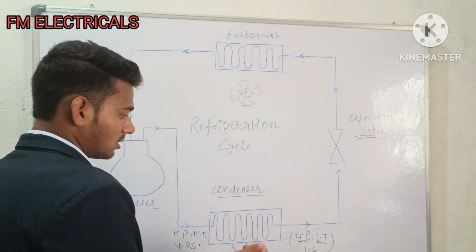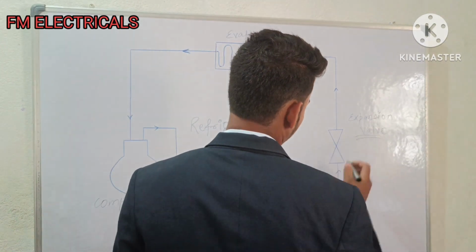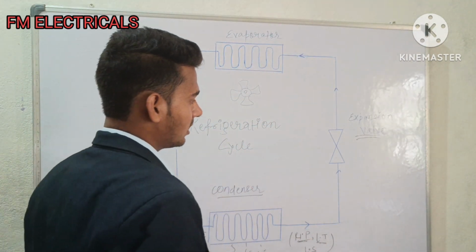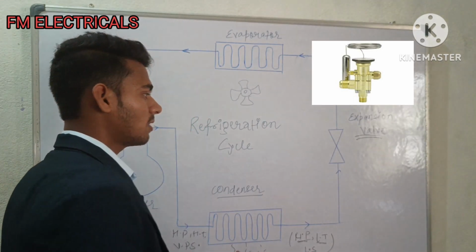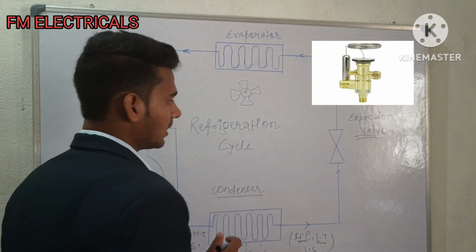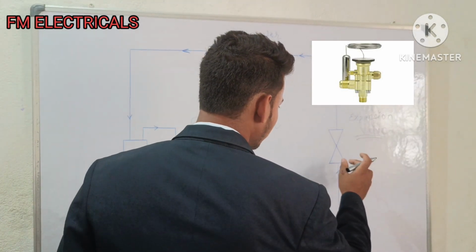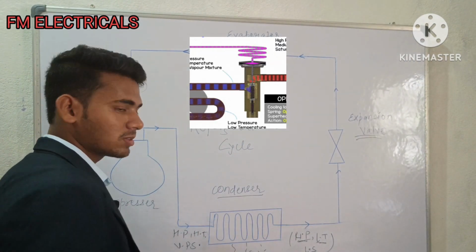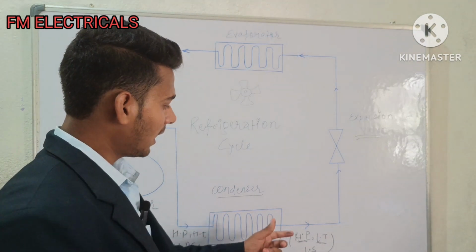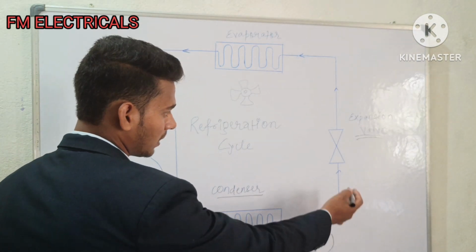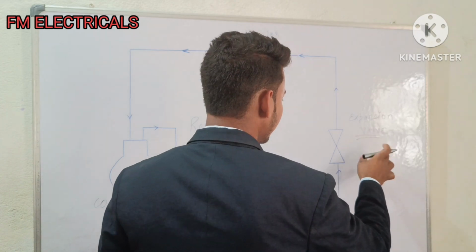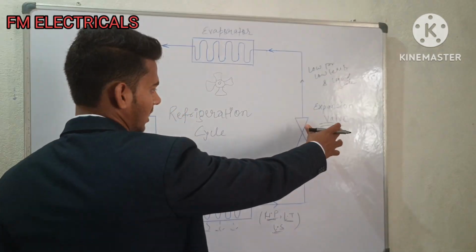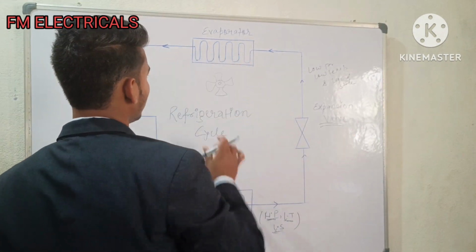After the condenser, the refrigerant goes to the expansion valve. There are many types of expansion valves available in the market. The thermal expansion valve is commonly used in many places. The thermal expansion valve is used to reduce the pressure of the refrigerant. By reducing the pressure, the temperature will decrease. After the expansion valve, the refrigerant goes to the evaporator.